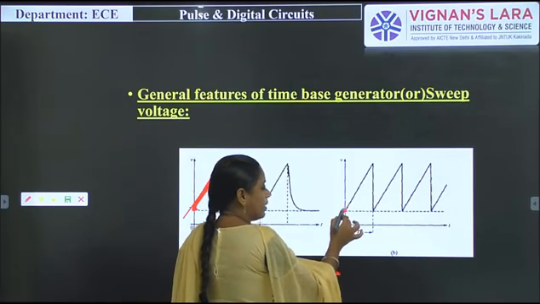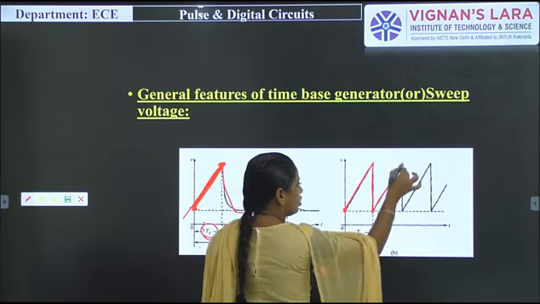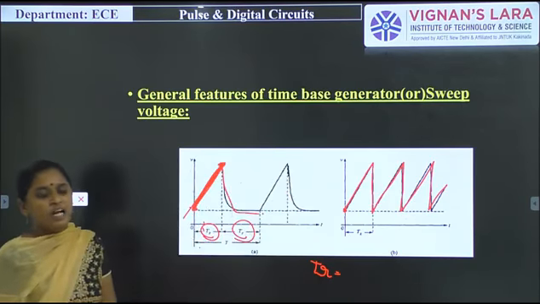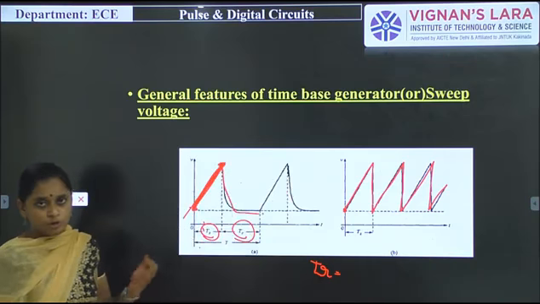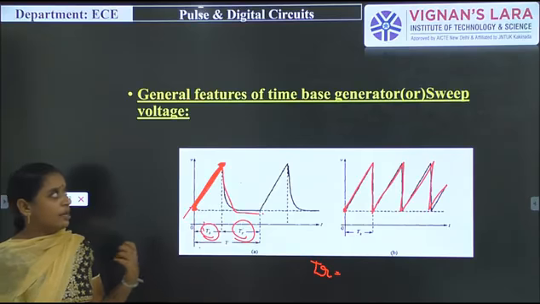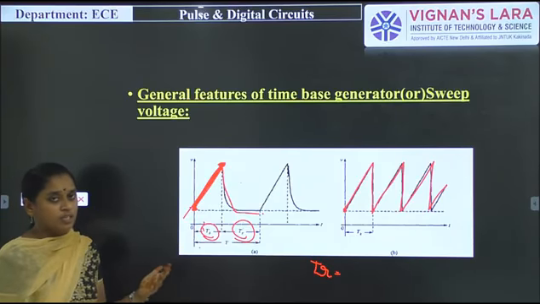In this case the output is a sawtooth waveform. Simply we say that TR will be 0. In this case the output produces a sawtooth waveform. So that is about the general features of the time-base signal.